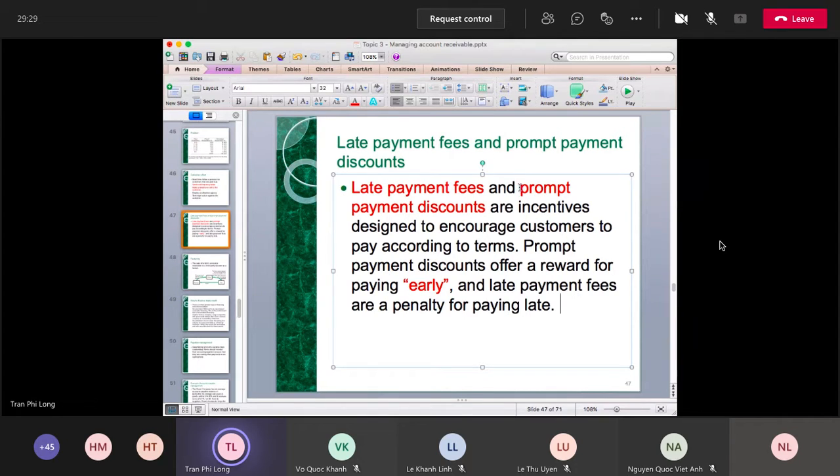And just in my opinion, the prompt payment discount may be more useful. This is just in my opinion. Why is the prompt payment discount more useful? Because you should know that if the customer doesn't want to pay you, even when you ask them to pay the late payment fee, they may not care about it.